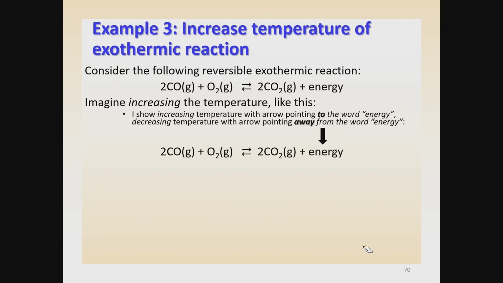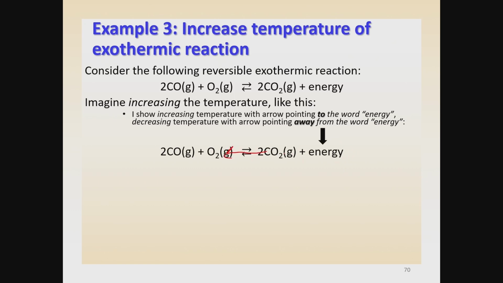So again, the stress is higher temperature. We have more energy in this reaction. So let's think about this question. If we increase the forward reaction, does that take the energy away? And the answer is no. If anything, that gives you more energy. So that doesn't work. So what we have to do is increase the reverse reaction.